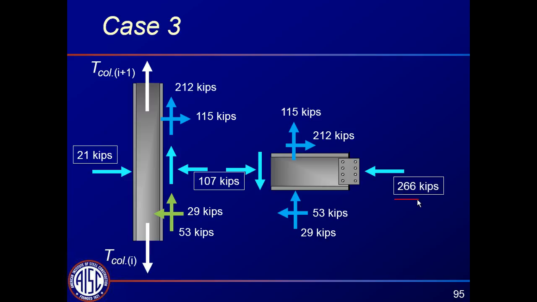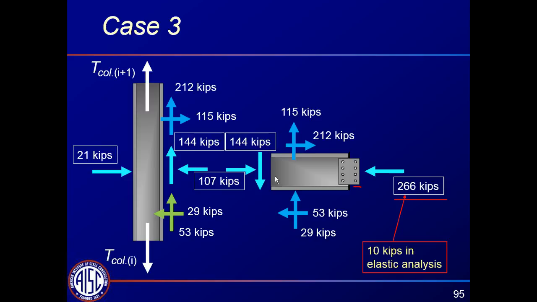And this is really what's going to govern for the design of the beam. That was 10 kips in our elastic analysis, and it was a lot smaller in the other mechanism analyses that we did as well. So very important to apply these principles both for the design of the joints and also for the design of the members. So this joint gets designed for quite a bit of force, 266 kips. And then we do the sum of the forces in the vertical direction, and we get 144 kips.